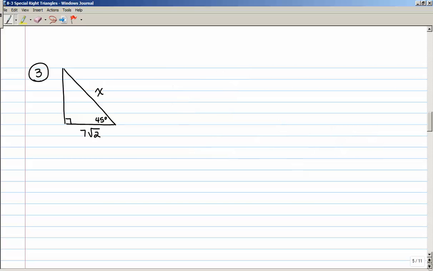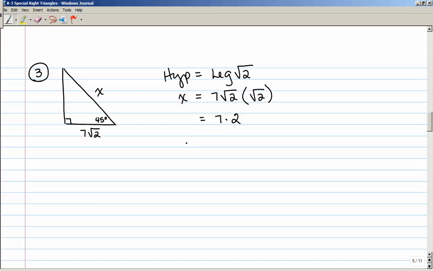And our last example for this triangle, here I have another 45-45-90 right triangle. And I know that because I have a 45 written in one angle, so the other one must also be 45. Now I know that a leg is 7 square root of 2, and I don't know what the hypotenuse is. So let's use our formula. Hypotenuse equals leg times the square root of 2, or x equals the length of the leg, 7 square root of 2, times another square root of 2. So x is equal to 7 times square root of 2 times square root of 2, which is 2, or x equals 14.